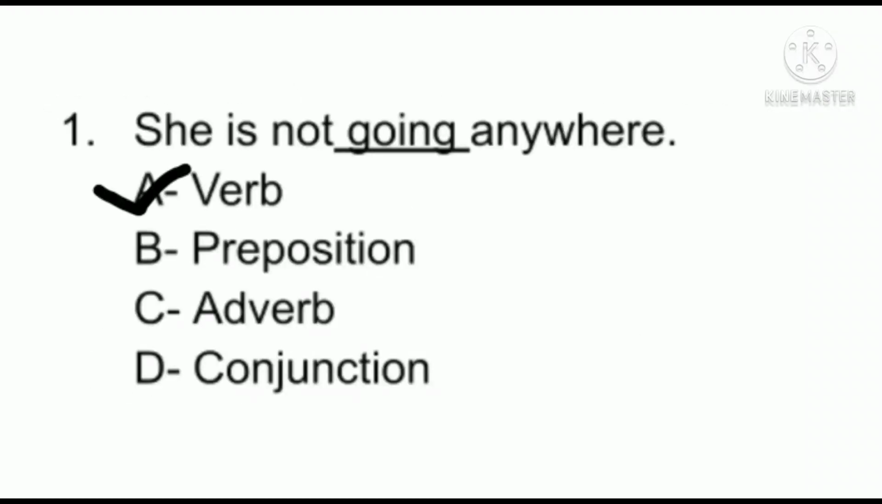First question is, she is not going anywhere. Here the answer is A. Verb. Why the answer is verb? Because going is an action word. Going means they are going somewhere. She is going somewhere. So going is an action word. So it is verb. Answer is verb here.